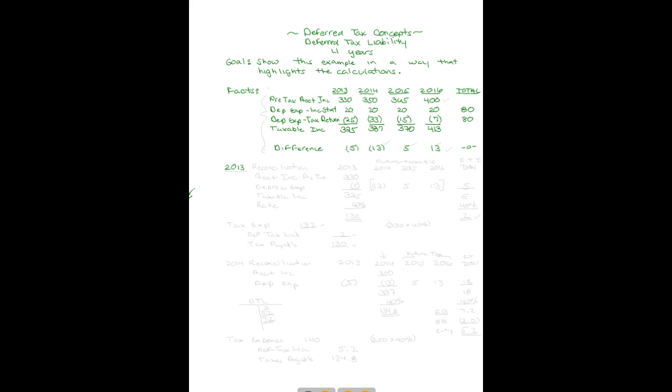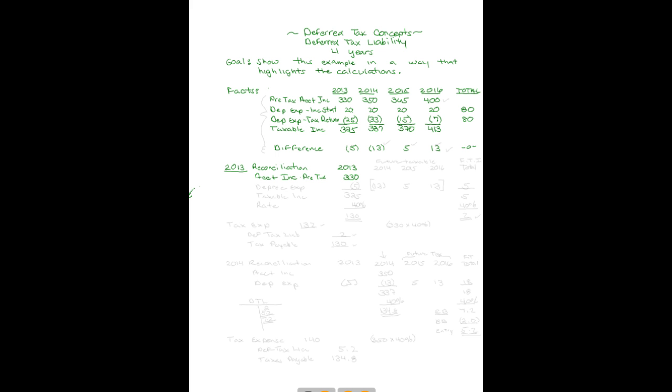2013, we need to do a reconciliation. And again, I'm going to do this in the way that's shown in your books to help you understand that, because I don't think it's all that intuitive right off. We're going to look at 2013 and our pre-tax accounting income in that year. And that's pre-tax. Guess I should write that. Was $330.